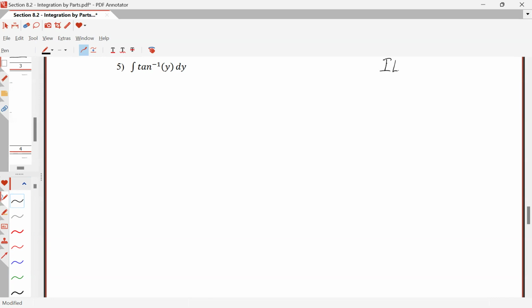Using that mnemonic ILATE, I stands for inverse trig. We have inverse trig here, tangent inverse of y. ILATE tells us what to pick for u. So u is going to equal tangent inverse, and dv is going to equal everything else, which is dy.